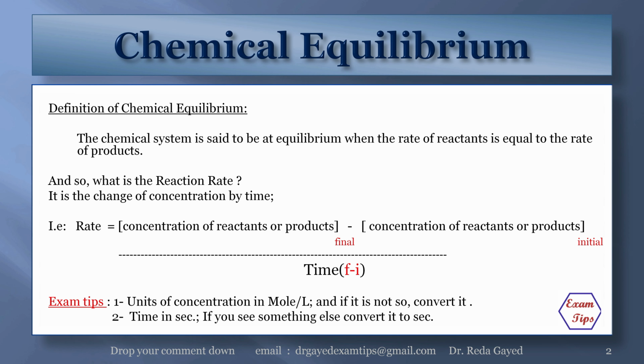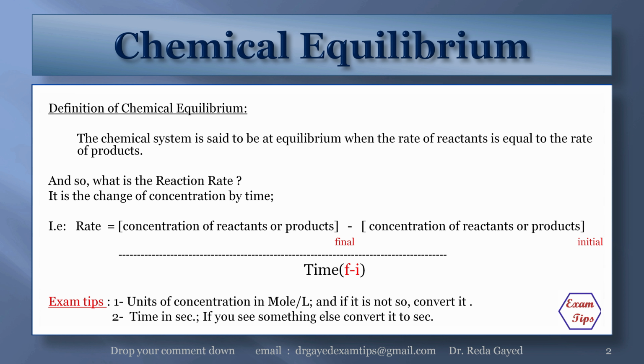Hi everyone, welcome back again to the equilibrium part 2 for problems and exercises. What about the definition of chemical equilibrium? Just for revision, what is the definition of chemical equilibrium? The chemical system is said to be at equilibrium when the rate of reactants is equal to the rate of products. I mentioned this very clearly in my previous video that we have to consider the rate of reactants.